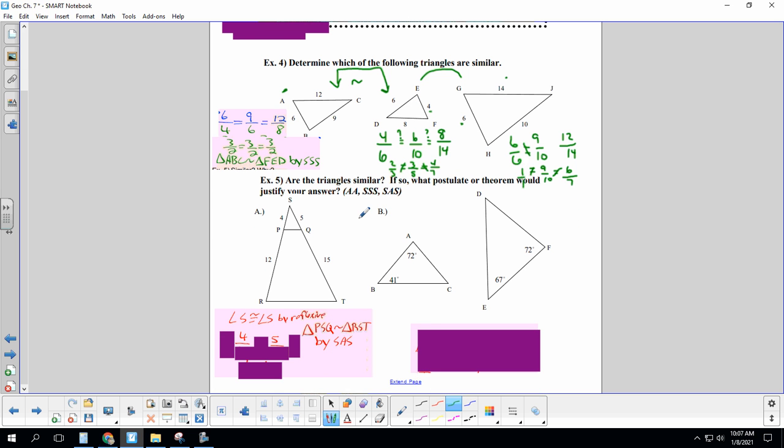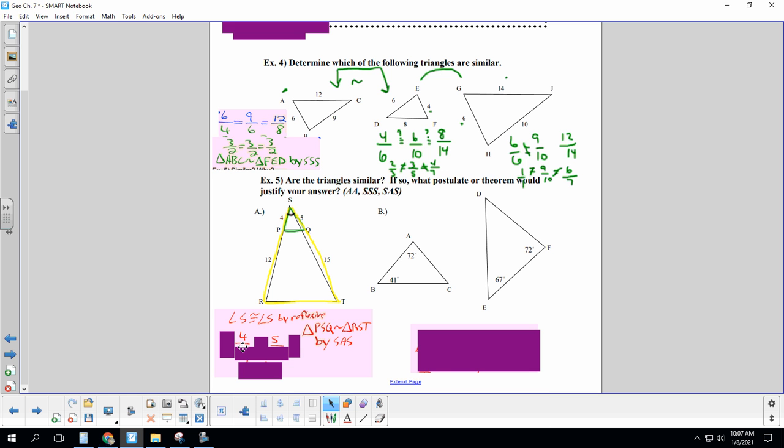Example 5, are the triangles similar? If so, what postulate or theorem would you use to justify your answer? So check out, we've got this triangle here, the very tippy top, and then we've got the big guy. We're comparing those two triangles. So we can say that angle S is congruent to itself, and that's the reflexive property. And then we need to compare the sides. If they are proportional, then by side angle side, we can say that they are similar.